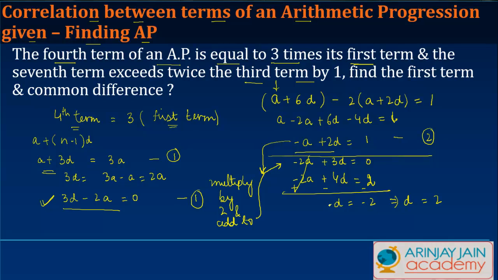How about A? If I put the value of D in any of these equations, let's say in this equation, I get 3 times 2 minus 2A is equal to 0. In other words, 2A is equal to 6, which implies that A is equal to 3. So I've got the value of the first term as well as the common difference by following this methodology.